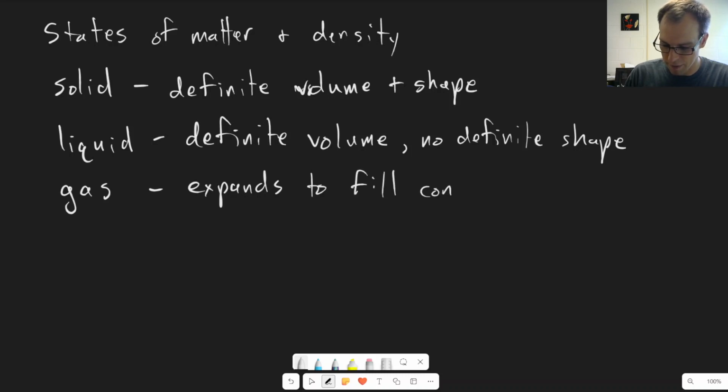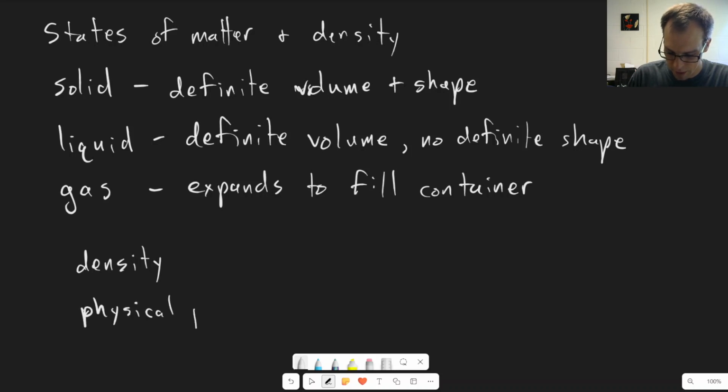So it has no definite volume, no definite shape. The shape is going to be based on whatever it's in, similar to a liquid in that way, but it'll also expand to fill whatever volume that happens to be as well. And one other way of looking at these states of matter is that we can think about density. Density is an example of a physical property, and this physical property involves thinking about how much mass do we have for a given volume.